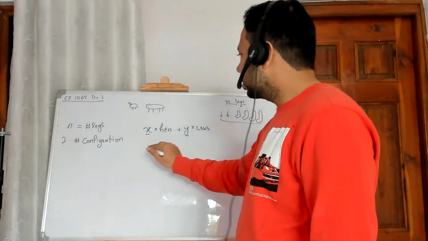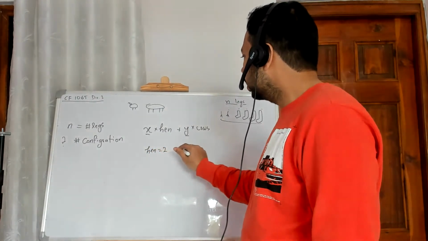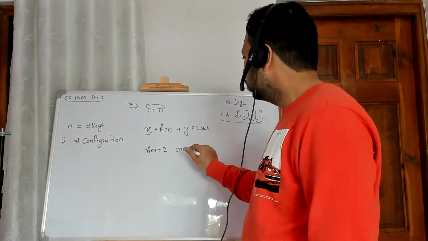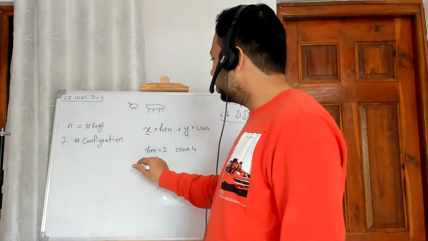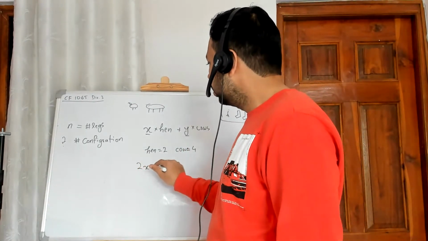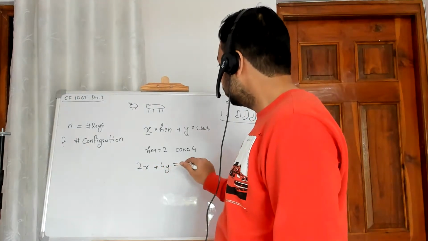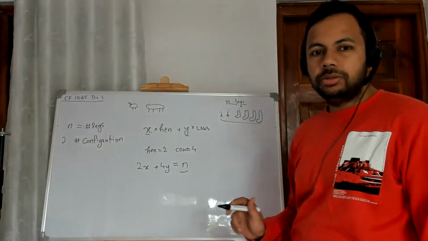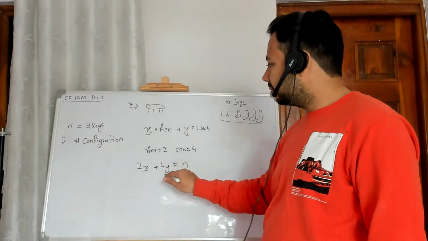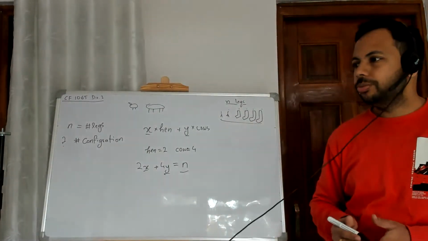And the idea is, let's say hen is equal to 2 and cow is equal to 4. Then the equation that turns out is 2x plus 4y is equal to n. This n is given to you. You have to find the number of x and y's. Okay, so that is the question.